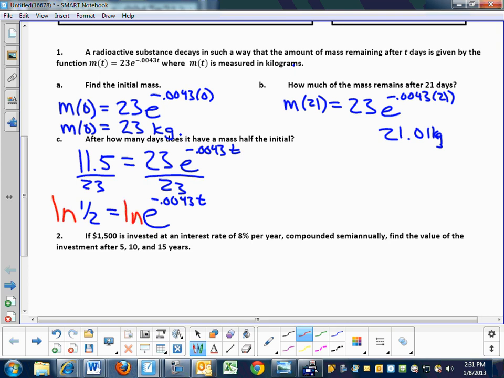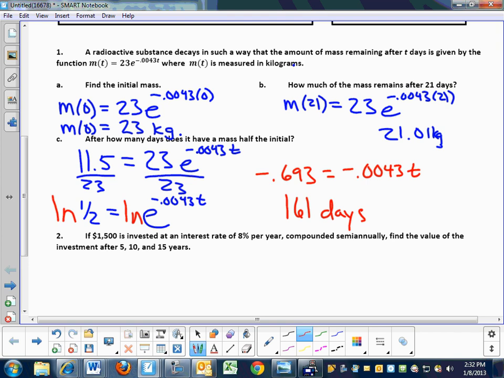So now we're using the stuff that we did the other day. So I have the natural log of 1/2. Anybody have a decimal for natural log of 1/2? Negative 0.693 is equal to negative 0.0043t. And this will go quicker if you guys do the computation for me, so I don't have to go to the board. Divide both sides by negative 0.0043, and you get approximately 161 days.